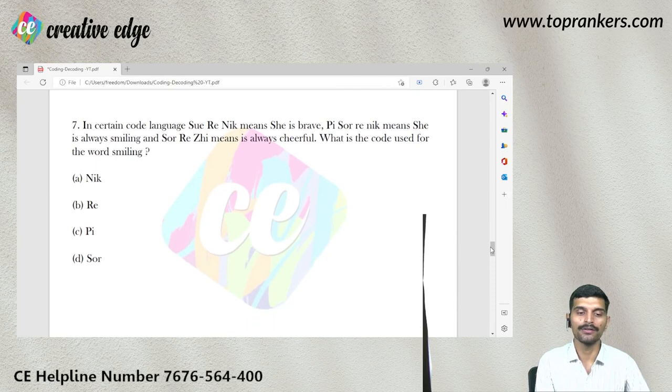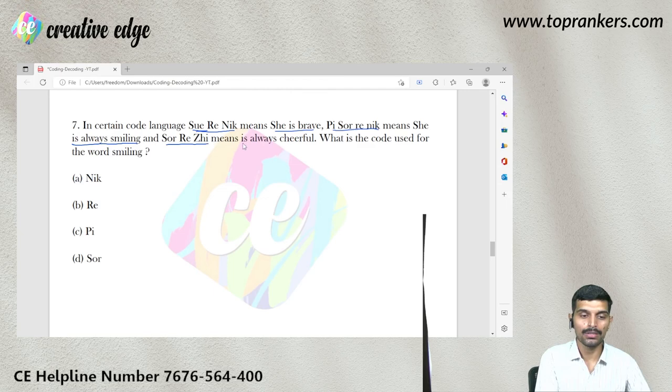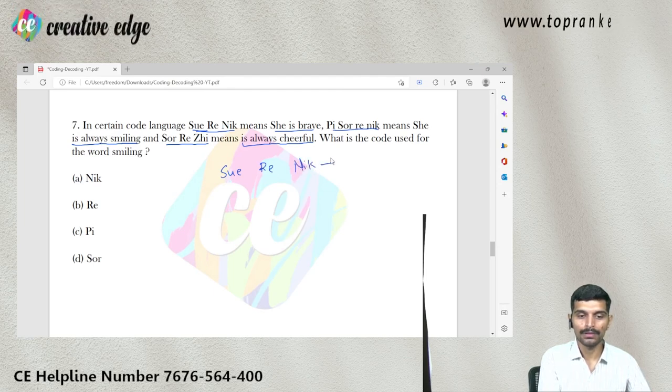Let's see the third variety, coded language. In a certain code language, these three words mean she is brave. This means she is always smiling. And this means she is always cheerful. So what word is used for smiling? So we need to identify the common part, and then we can.